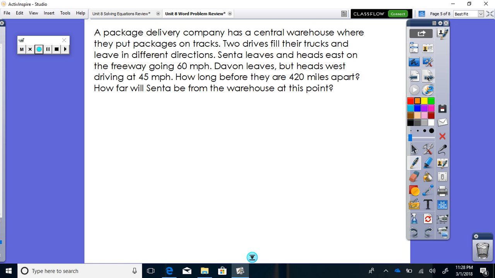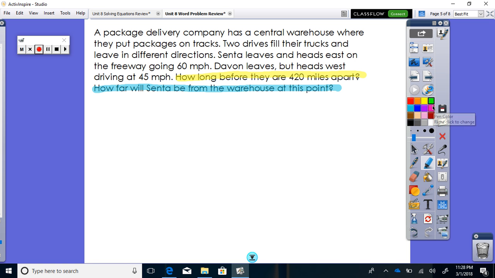So the first thing I ask is, have I seen a problem like this before? I say, yes, it's a rate problem. I've seen problems like this before. Then I ask myself, what is the question asking? It actually has two questions. How long, so it's asking for a time, how long before they are 420 miles apart? And also, how far will Senta be from the warehouse at that point?